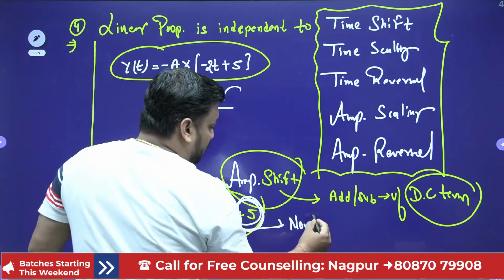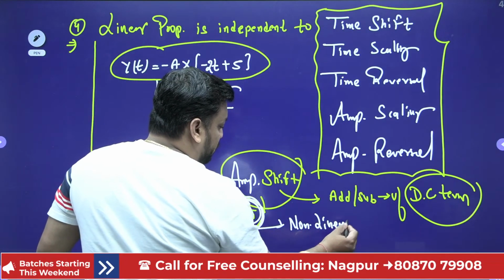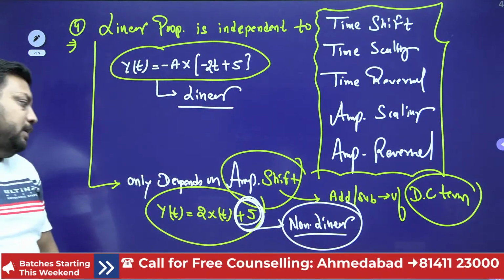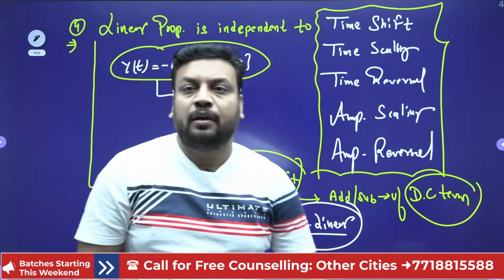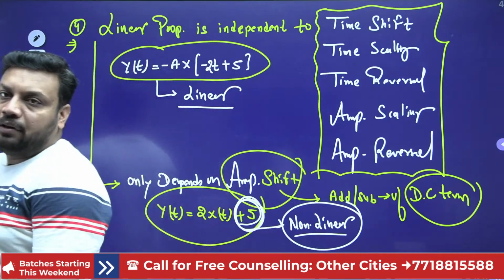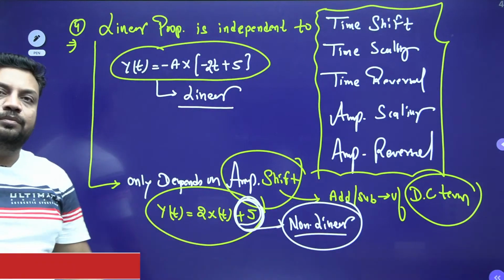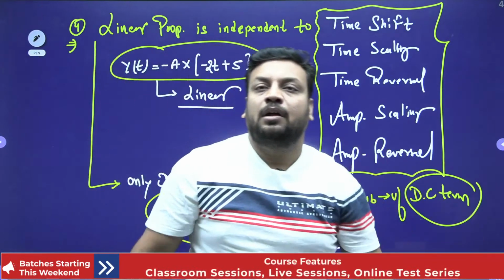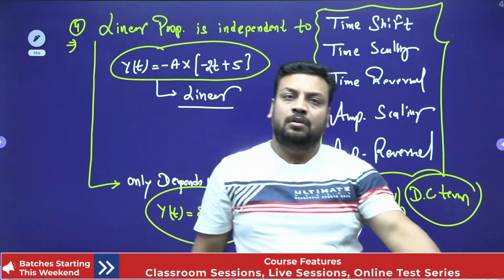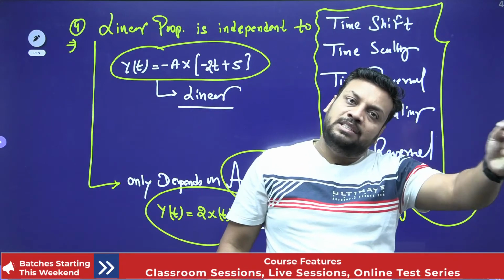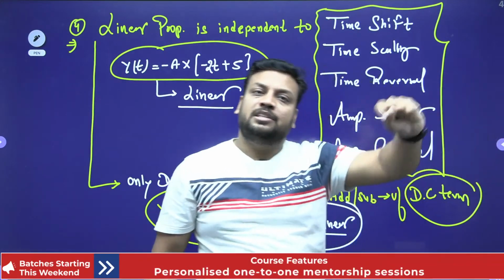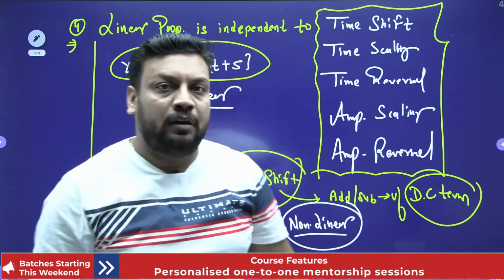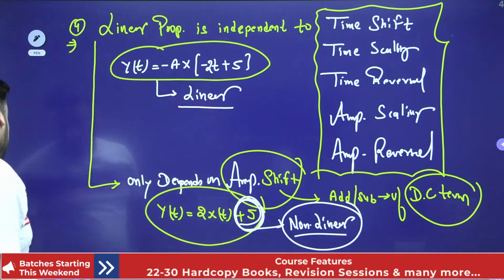Okay, it will make the system non-linear. This is important, children. Is it clear? So y(t) equal to 2x(t) plus 5 is non-linear. Amplitude shift, Purushottam, very good. So whenever any constant term, any addition of a DC term or subtraction of a DC term, is present in the system equation, it will make the system non-linear.